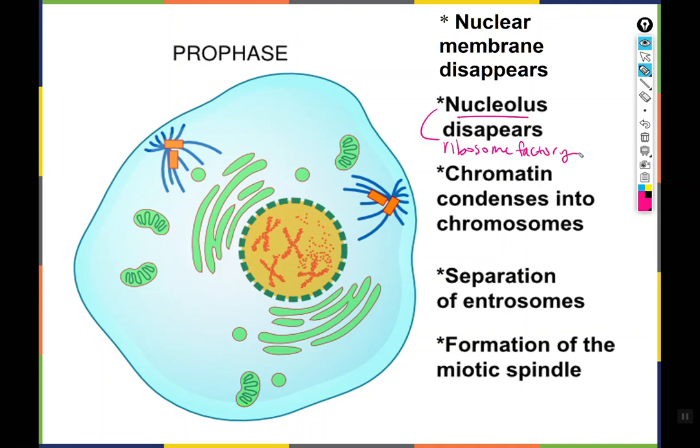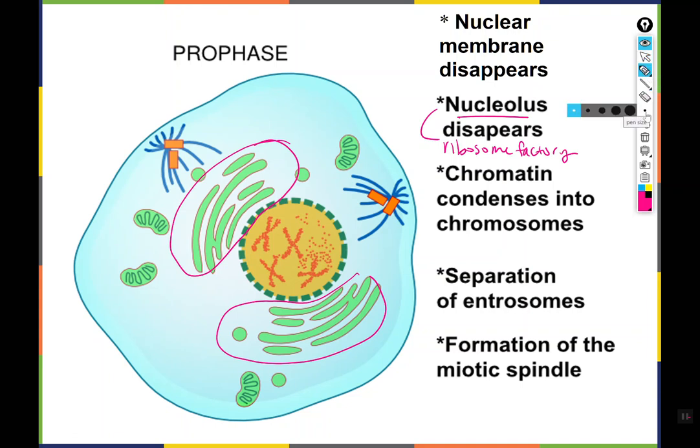its primary job. The chromatin condenses into chromosomes. You get the separation of centrosomes, which are internal cell bodies, and the formation of the mitotic spindle. So you can see that there's little bits of endoplasmic reticulum that have now separated from each other because they're going to end up being the new endoplasmic reticulum of the new daughter cells. And you get the formation of the mitotic spindle, which is this structure up here.